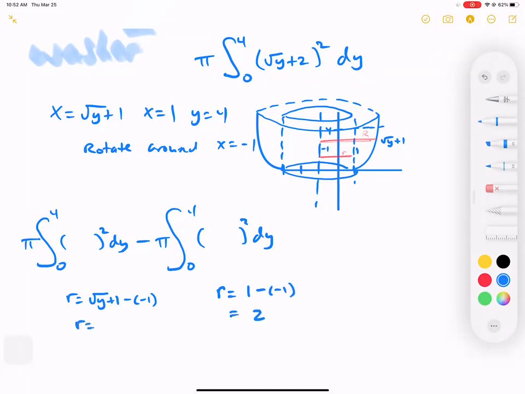My r value here on my left is going to be the square root of y plus 2, right? Negative 1 is plus 2. And that's what we write into our radiuses.